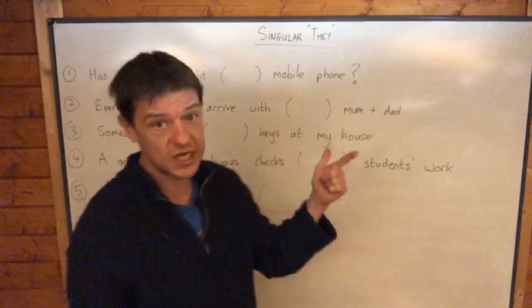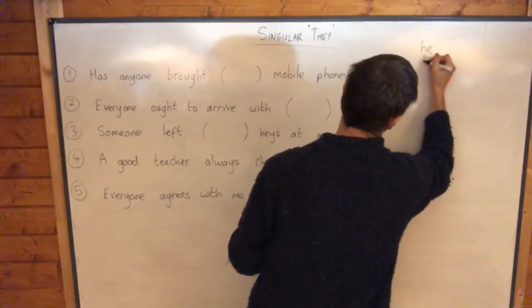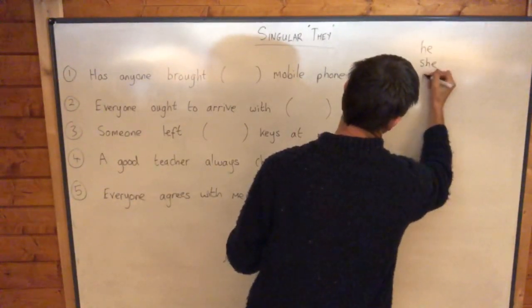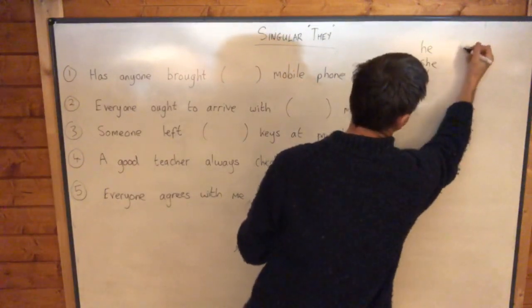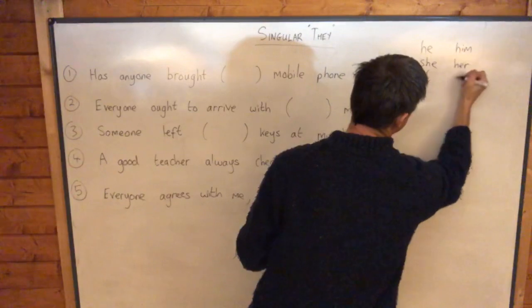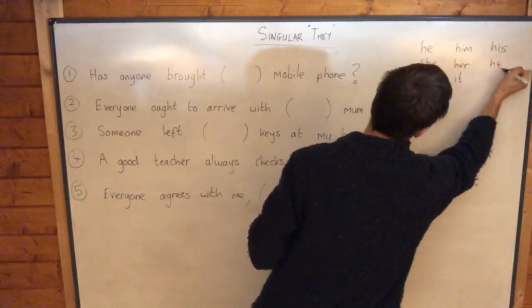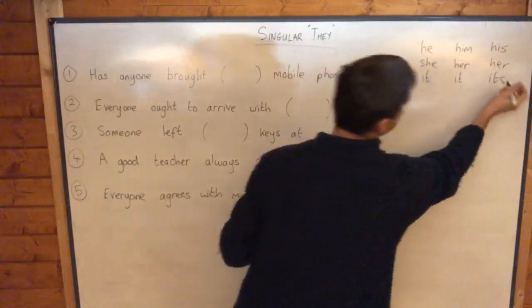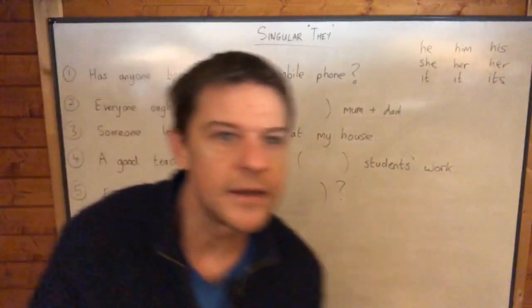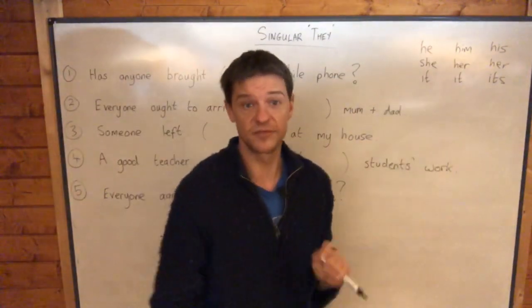He or she or it. Let's call them the singular pronouns. He, she, and it. And of course, in the object form, it will be him, her, and it. And in the possessive form, it will be his, her, and its, with no apostrophe. So these are the singular forms.